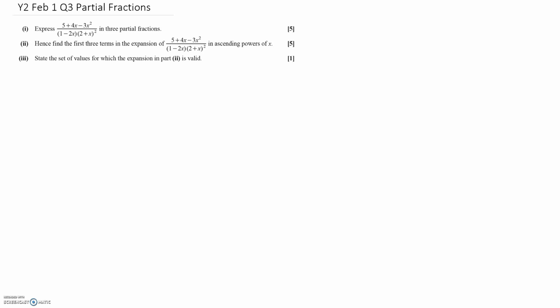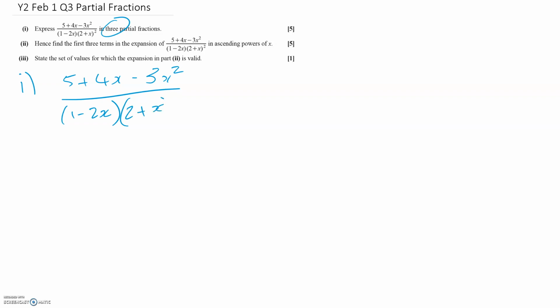Question 3, partial fractions. If we look at the question here, the expression given needs to be split into 3 partial fractions. It helps you out a little bit there. It doesn't always tell you this, but because it says 3 partial fractions, that's a reminder that when you have a repeated factor, you need to account for that twice.